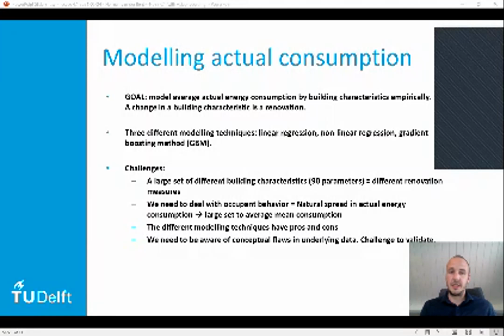Then the different modeling techniques have pros and cons, and we also need to be aware of some conceptual flaws in the underlying data, and that's also challenging to validate.